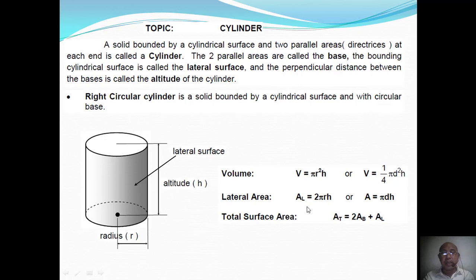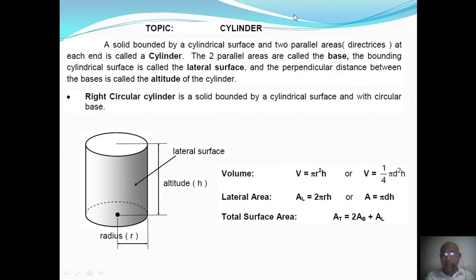Lateral area is the perimeter of the base times height. In a circle, the perimeter is the circumference, 2 pi r, times h, or pi d times h. For the total surface area, if the top and bottom are closed, it is 2 times the area of the base plus the lateral area.